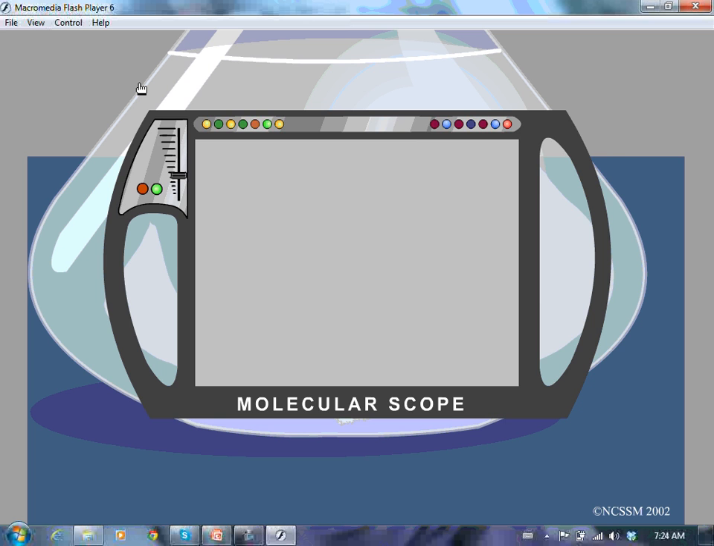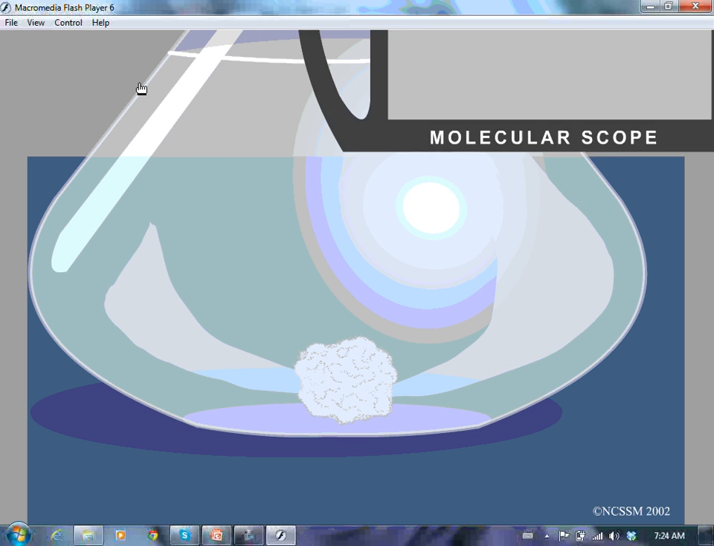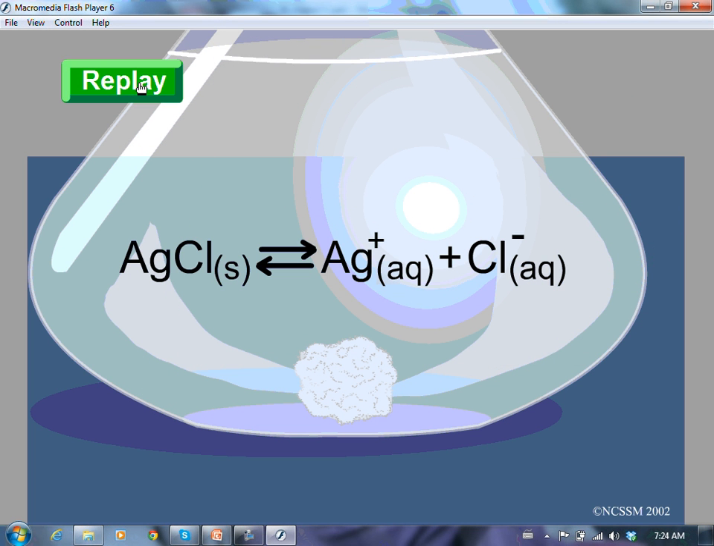There we go, all done. So there's my equilibrium equation for silver chloride, okay? So we'll go back to the slides now.